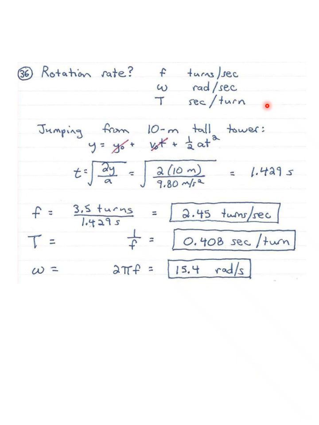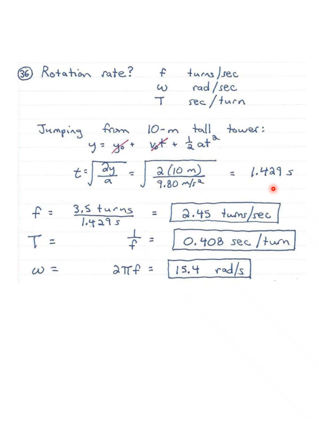So he's jumping from a 10-meter high tower. So jumping from 10 meters, let's use kinematics of linear motion. So y equals y naught, which is 0, plus v naught t, which is 0, plus 1/2 a t squared. So the time to fall a certain distance is given by this equation. Time equals square root of 2y over acceleration. And we'll plug in the values, falling 10 meters, accelerating at 9.8 meters per second squared. For the person to hit the water, he has 1.429 seconds.